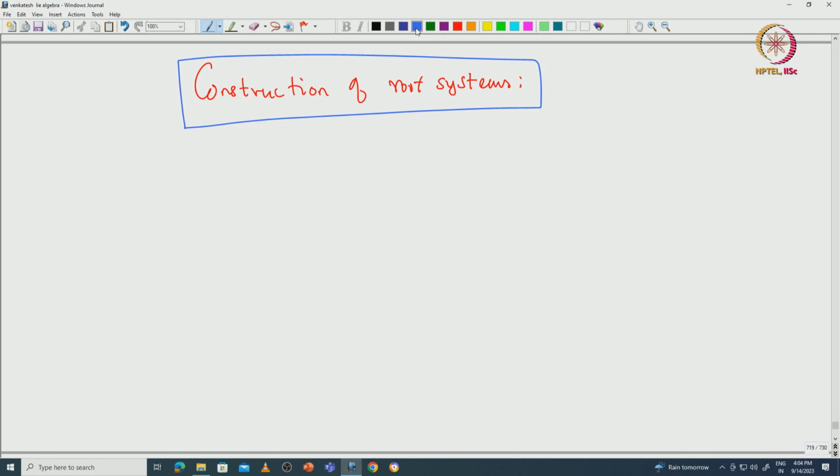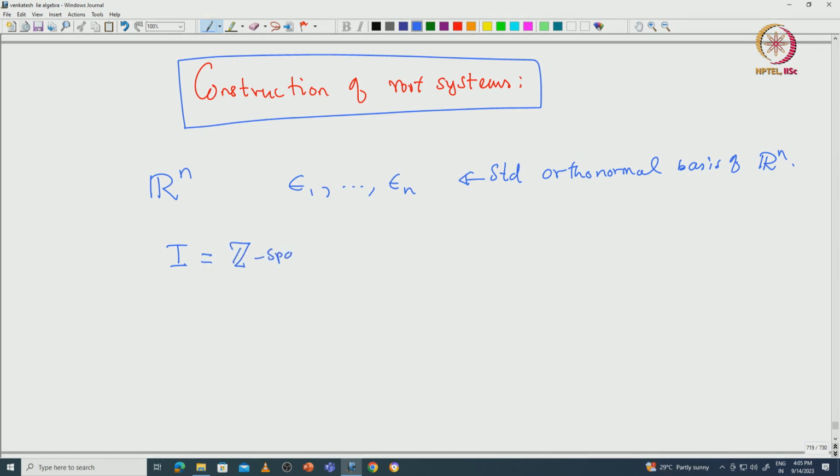What we do is fix this Rn, the Euclidean space with the standard inner product, and we take epsilon 1 through epsilon n to be the basis of this Rn, which is the standard orthonormal basis. Now we can construct this lattice I, which is the Z span of all these epsilon i's. Note that if you take any elements alpha, beta from this I, the inner product will always be an integer.